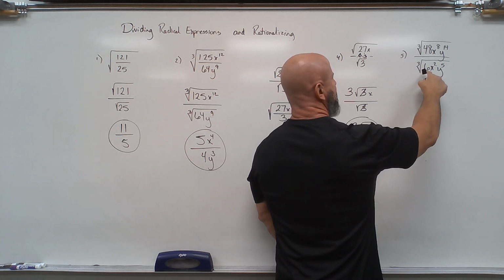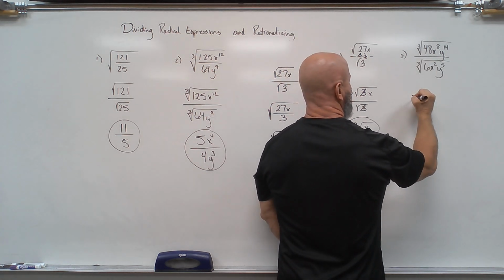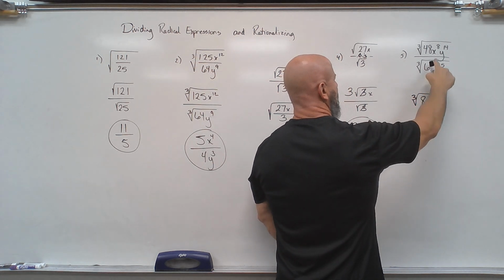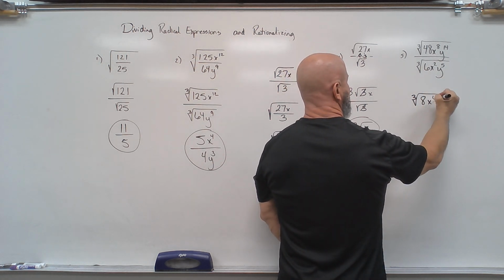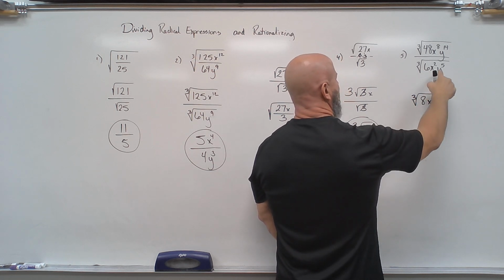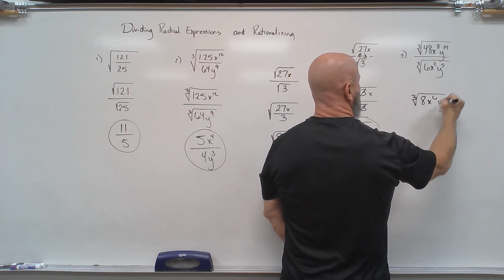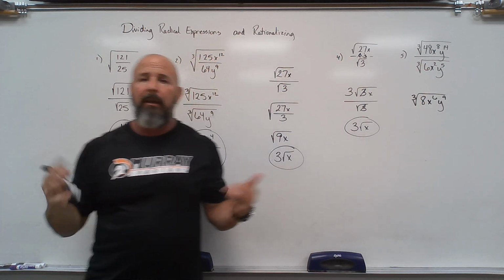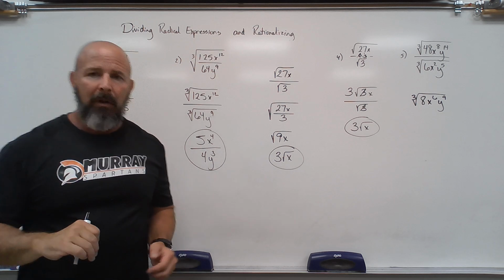Let's see, 6 goes into 48 8 times. So I'd have an 8. X squared into x to the 8th would leave me x to the 6th. Y to the 5th and the y to the 14th leave me y to the 9th, and there's nothing left on the bottom. Well, I guess there would be a 1, but nothing that's going to change my overall answer.